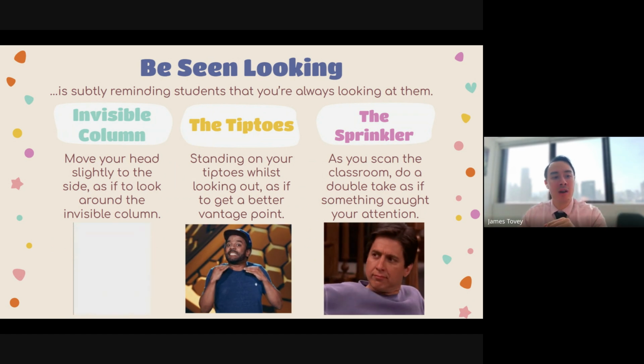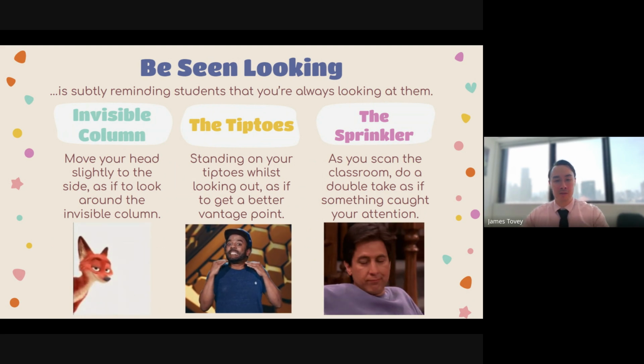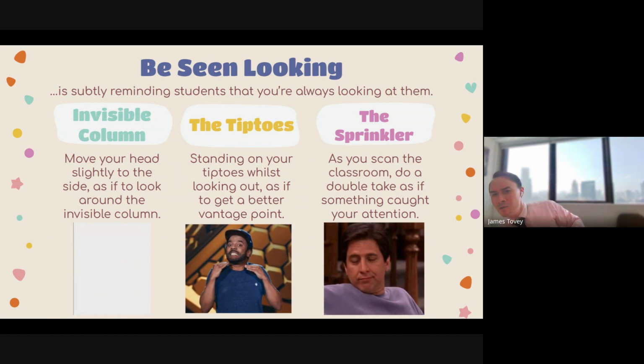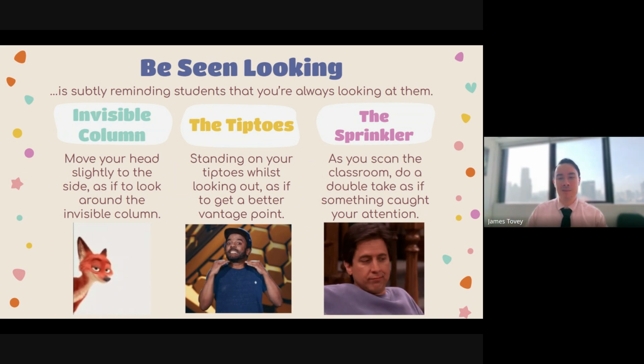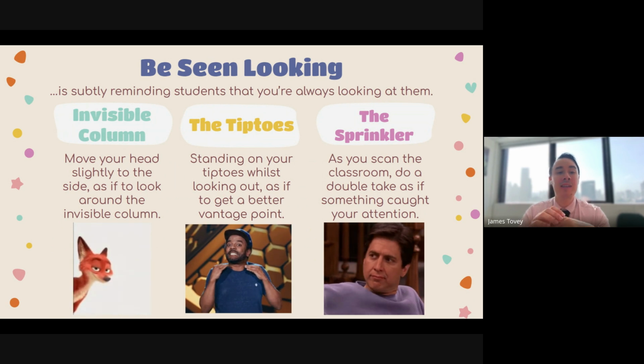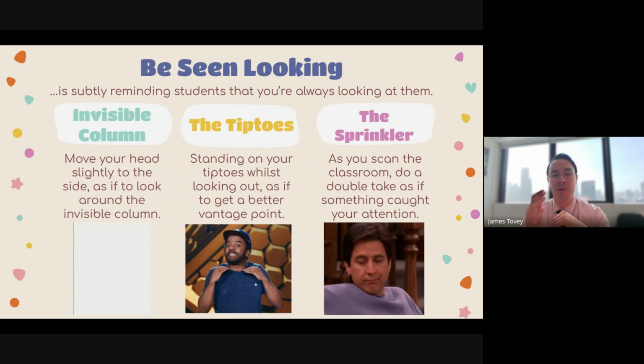So, invisible column. Move your head slightly to the side as if to look around an invisible column, like this little fox here. I don't know if this recording comes through, but instead of standing up straight, you're looking around, like what's going on over there. And so it becomes more visually noticeable that you're doing it. Or tiptoes. Even though we can't see this guy's feet right now, you can see that he's reaching up as high as he can. His hands are doing this thing at the same time, and he's making a strange facial expression. You probably don't want to do that.